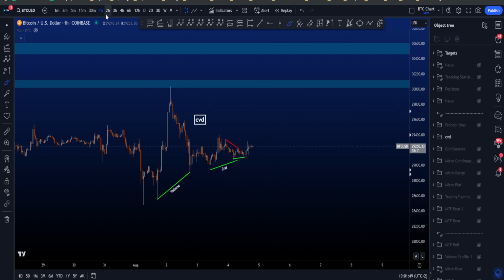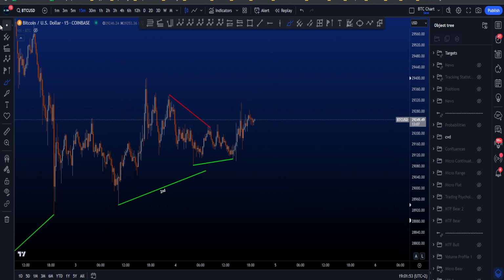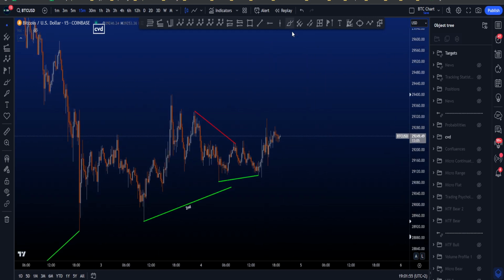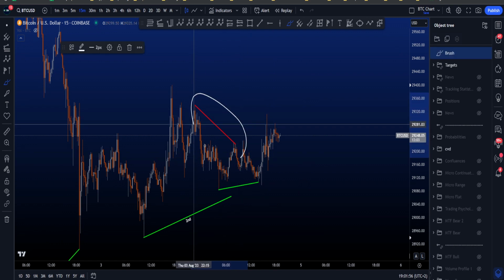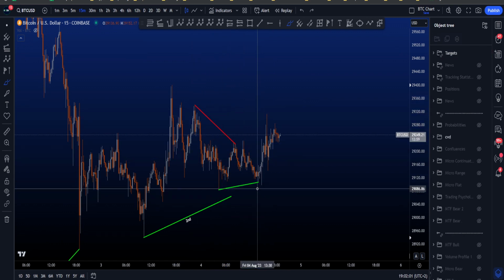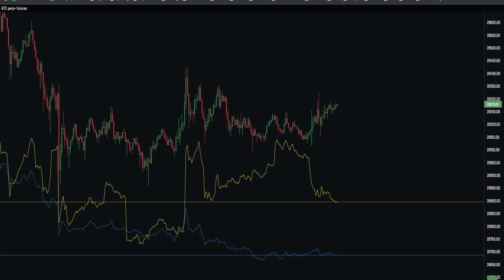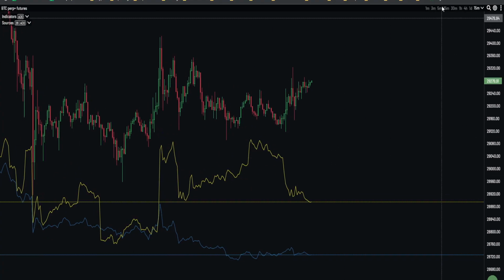Now, if we look at the CVD divergences, then we do have bullish CVD divergences and the bearish ones. But the bearish one was counted over here, by then bullish CVD divergences locally for this push towards the upside. And as price is moving towards the upside, we can see some bullish CVD divergences coming as well.